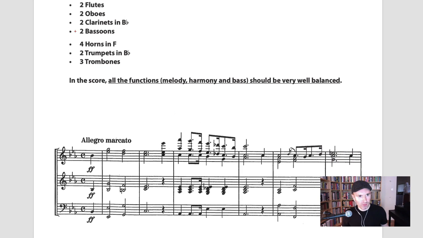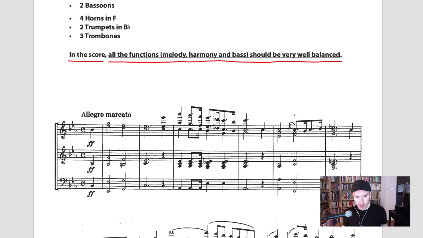The instrumentation is given, only wind instruments, woodwinds and brass. And I wrote in the score that all the functions, which are melody, harmony and bass, should be very well balanced. And in our online meeting, we talked about what balance is.